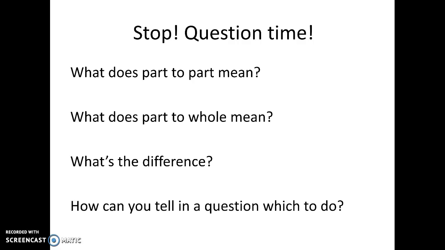Okay, so what does part to part mean? We already discussed that. That's a portion compared to another portion. And what is part to whole? Part is a segment of it, like for example, girls in the class to the total class. So with part to whole, your numerator will always be less than your denominator, or your first number in the comparison will always be less. But that's not always the case in a part to part. And how can you tell in a question what to do? So if it says in all or in total, that's going to be more of your part to whole.